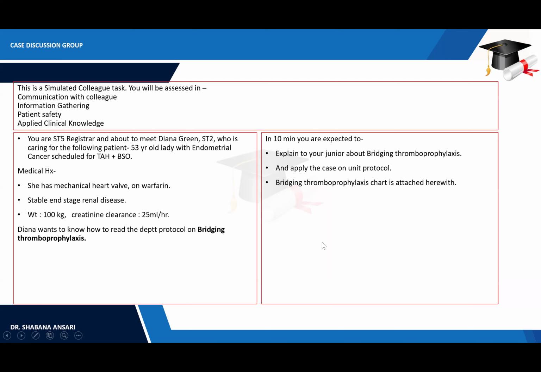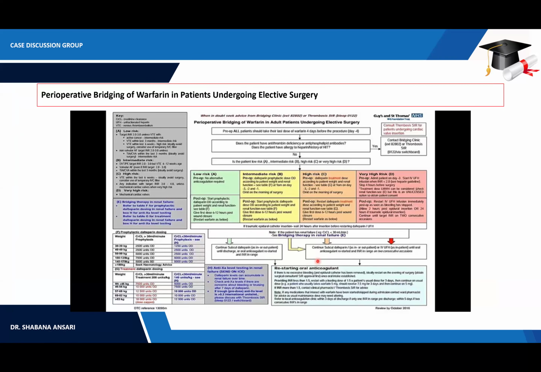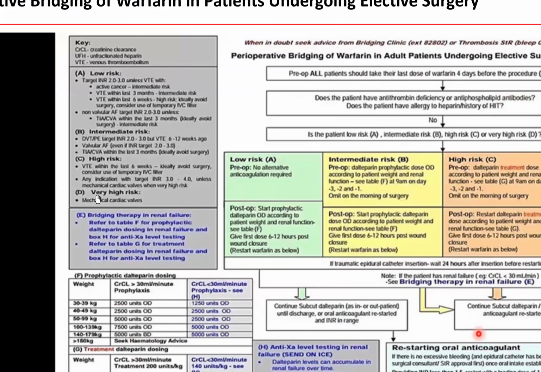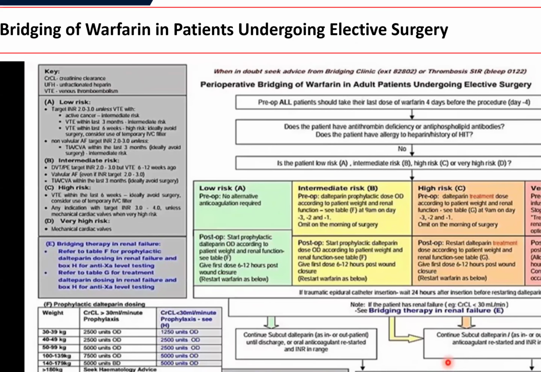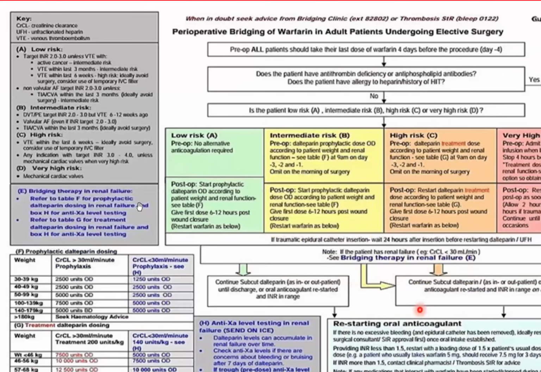So let's see the chart. In this chart, on the left hand side there is a gray box, the first one. Can you see? Yes, the gray box. Here it's mentioned low risk, intermediate, high, and very high. Our patient has a mechanical heart valve, right? So it is very high risk. First we will categorize the patient in the risk. Once you see one factor for very high risk, definitely she is under high risk.